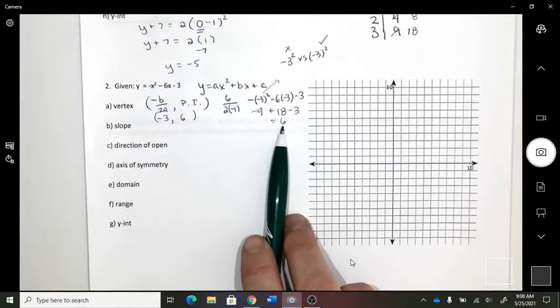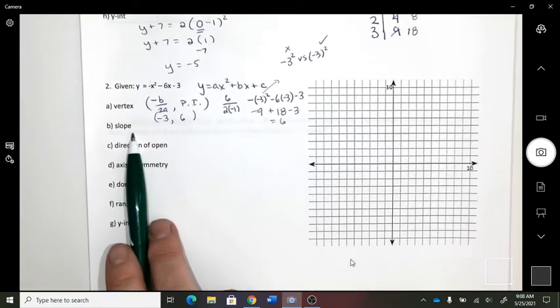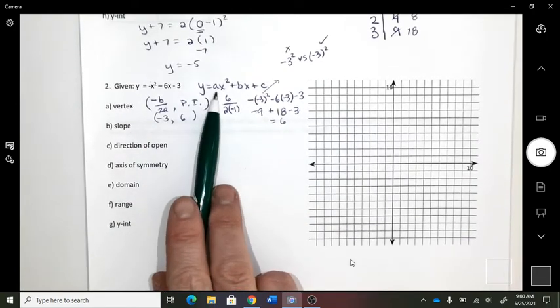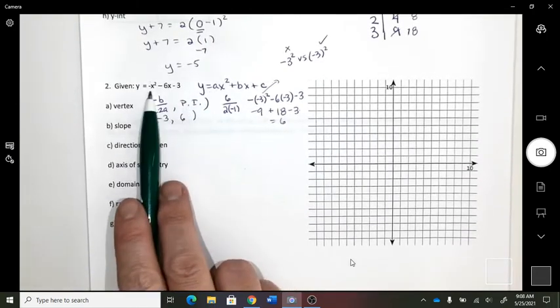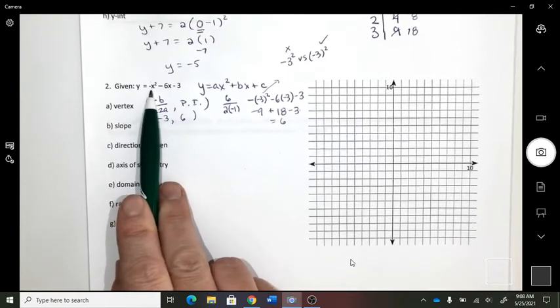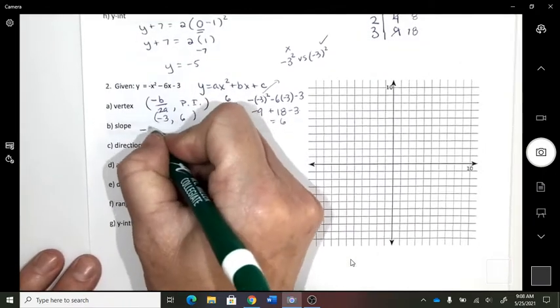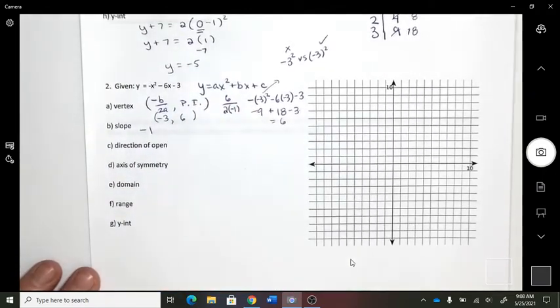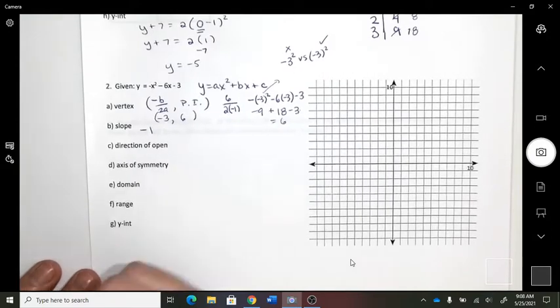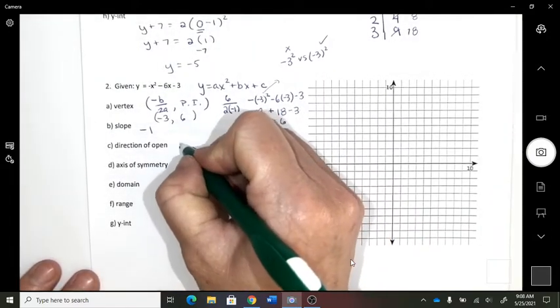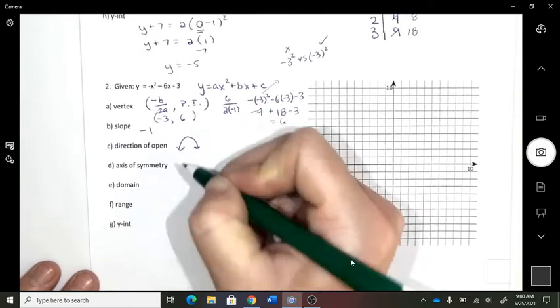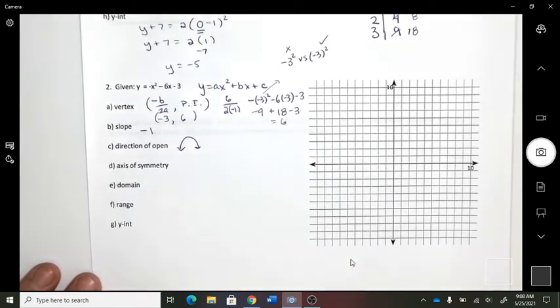Okay, and what is the slope number? Because that's the multiplier. So a is negative 1. That's the number in front of the x squared. So what does that tell us about how this is going to open? Now it's going to go down because it's a negative multiplier.